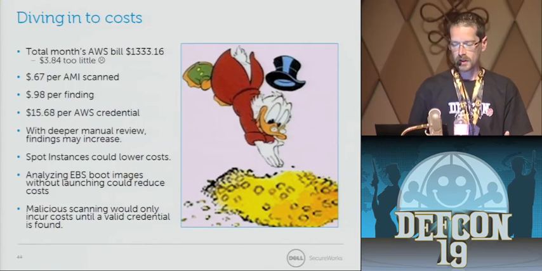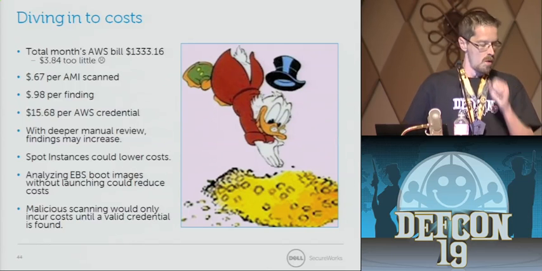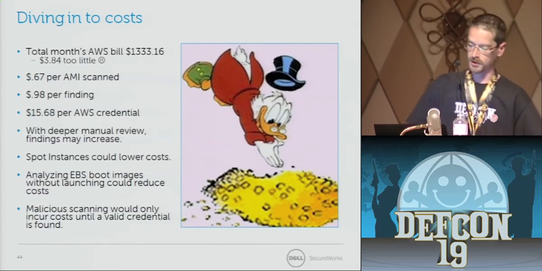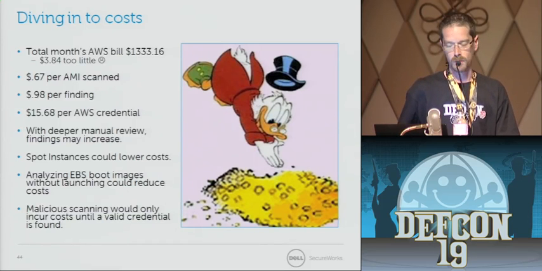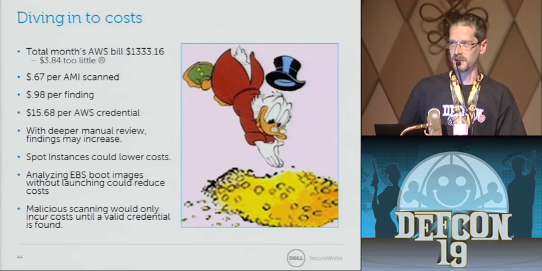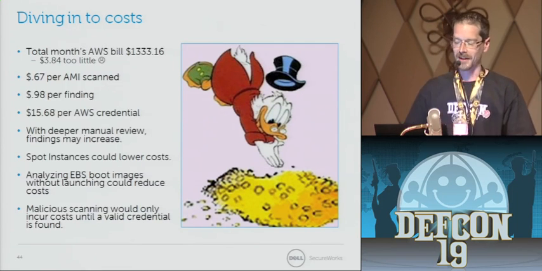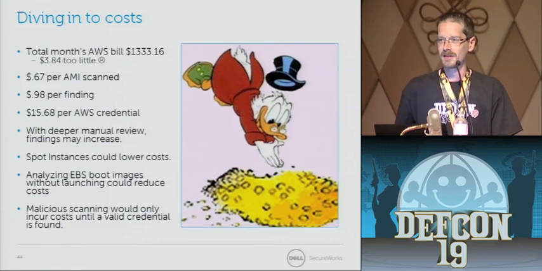So let's talk a little bit about the costs. My Amazon Web Service bill last month was $1,333. I completed all these tests within the month, and the vast majority of that is due to this project. It's a little too bad. $3.84 more, and I would have been at $1,337. So that would have been kind of cool. And yeah, I wish I would have figured that out. I wonder if they'll let me overpay the bill.